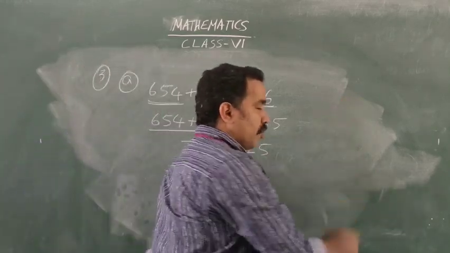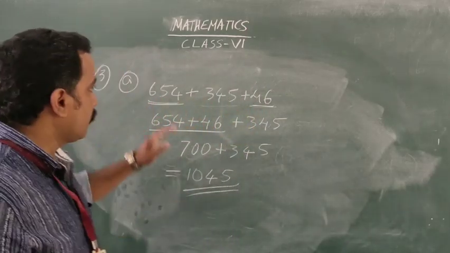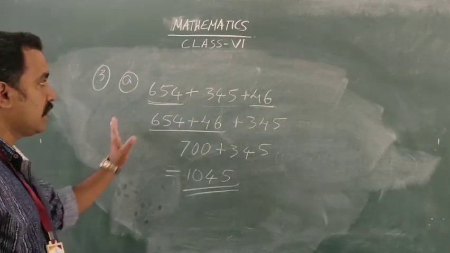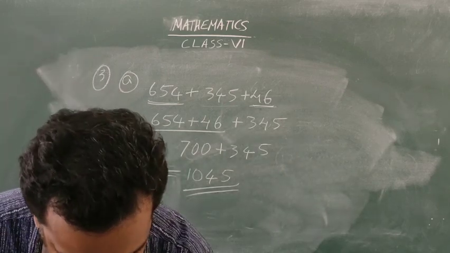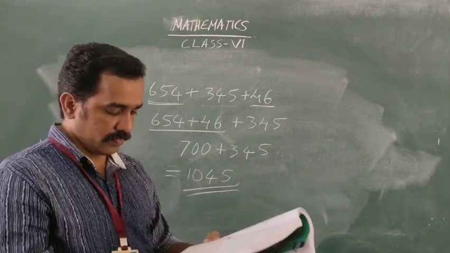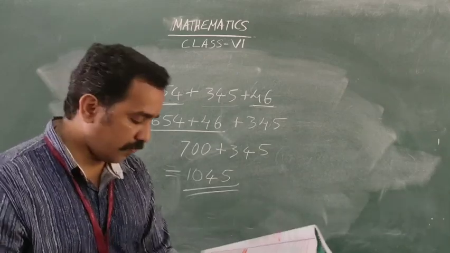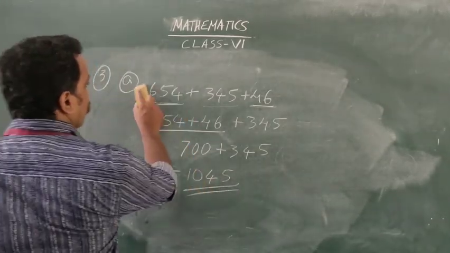That way, mental math is enough. No need to write column by column. If you are rearranging in this way, it is easy for you to do. So that is the first question. Then the second, third, fourth, all questions. The fourth question I will show you.